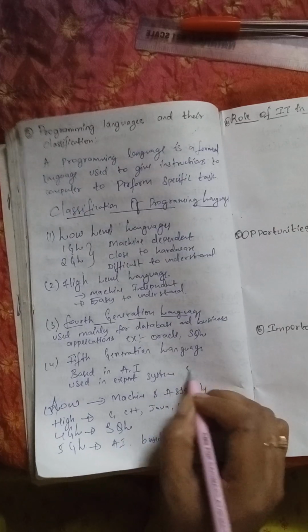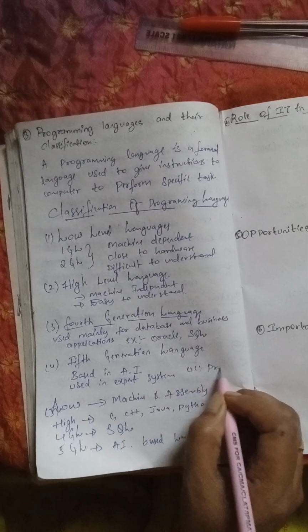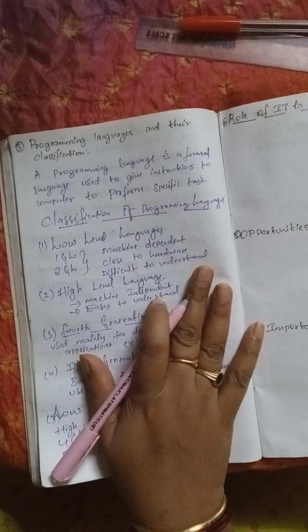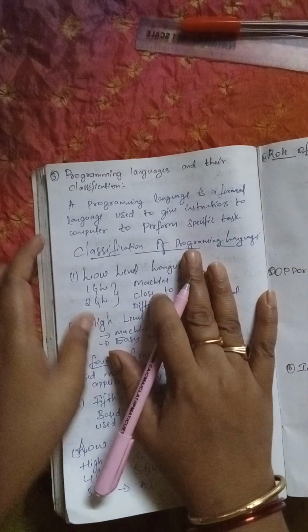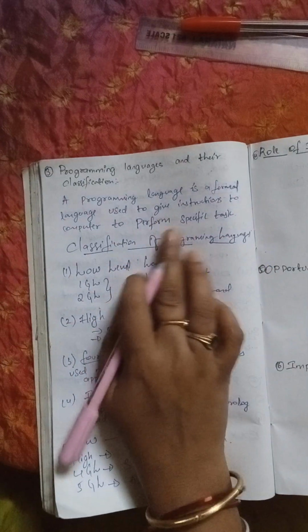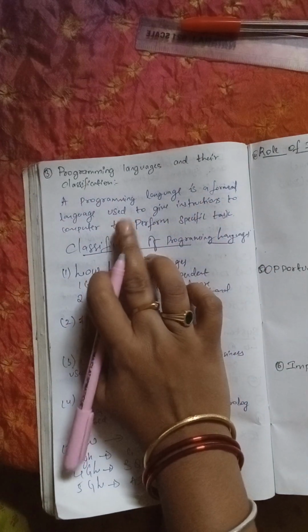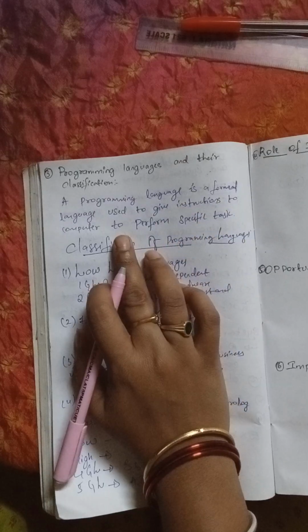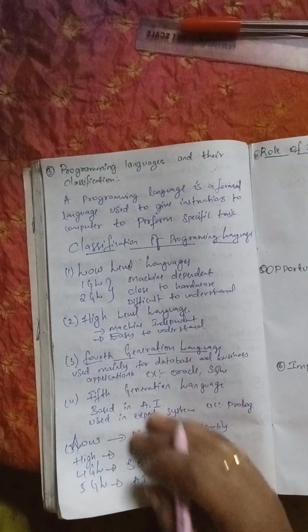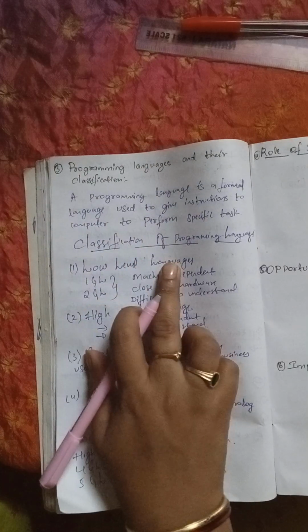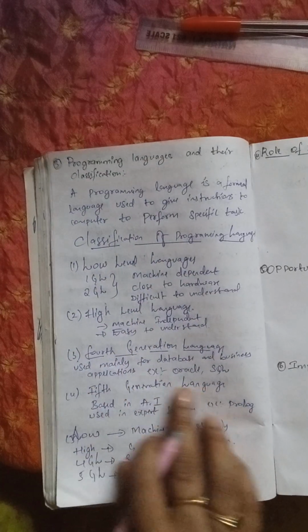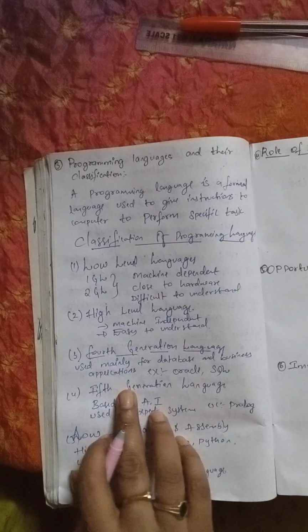Okay, example means Prolog. So, classification of programming language. Let's discuss it once again. A programming language is a formal language used to give instructions to a computer to perform a specific task. If you talk about the classification of programming languages: low level language, high level language, fourth GL and fifth GL, meaning fourth generation language and fifth generation language.